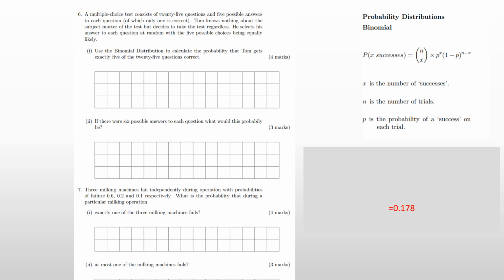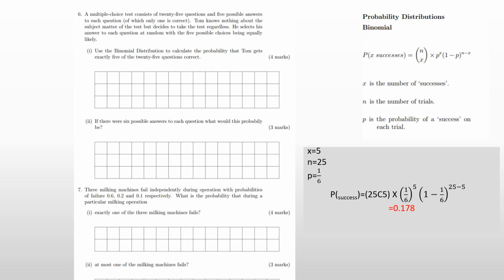I do the same thing again: write down the formula, write down P and X. My X is still 5, because I still need to get 5 questions right, and there are still 25 questions, 25 tries. But the probability P is now lower. It's 1/6, 1 in 6, because there are now 6 possible answers. That's the only thing that changes from before. I put it in the formula, everything remains the same, the 25 and the 5, but P is now 1/6, and I get a value of 0.178.